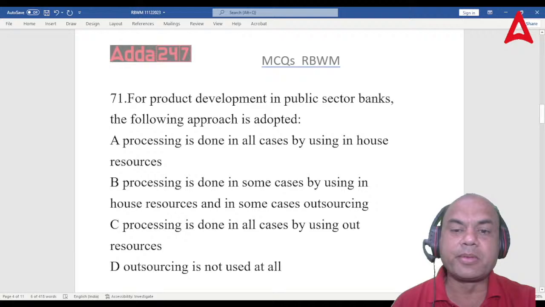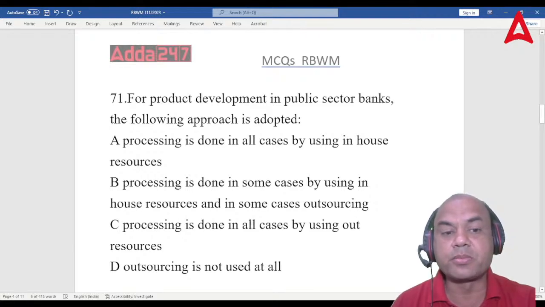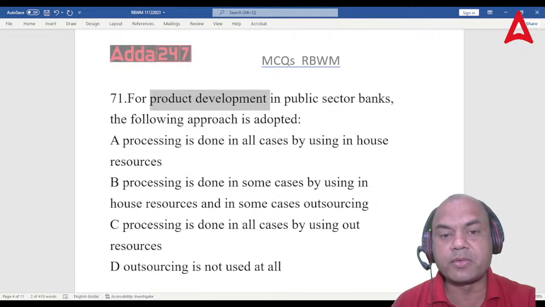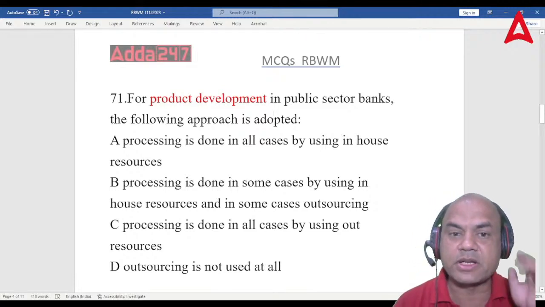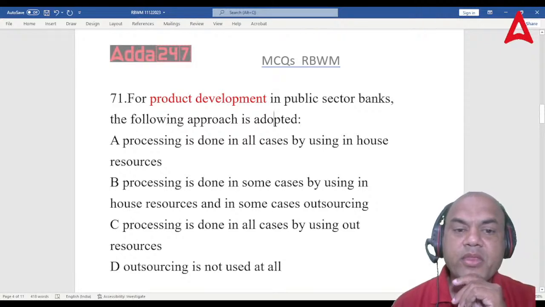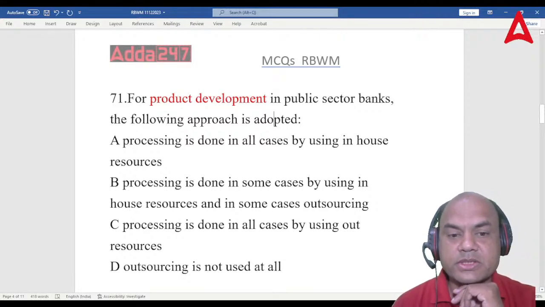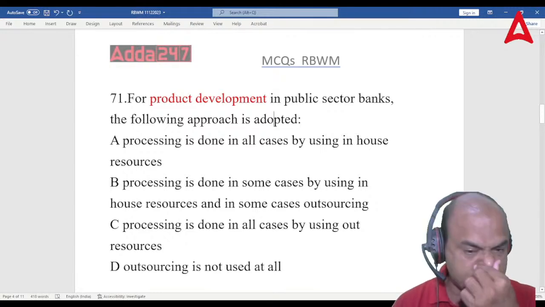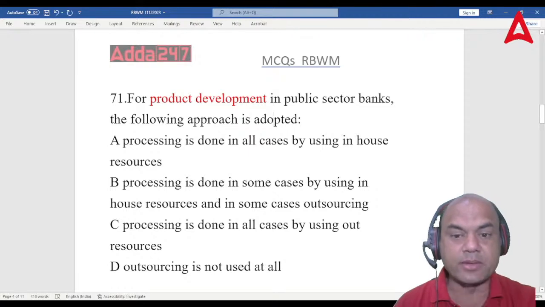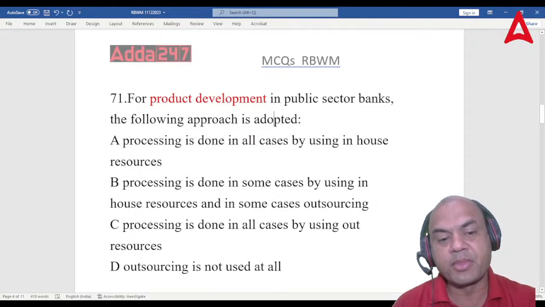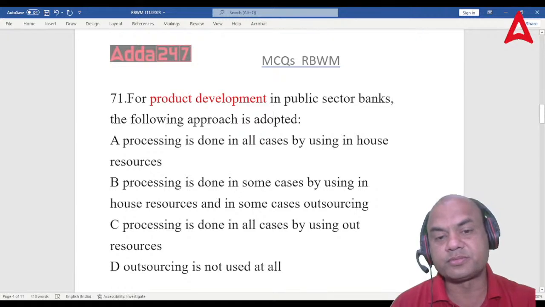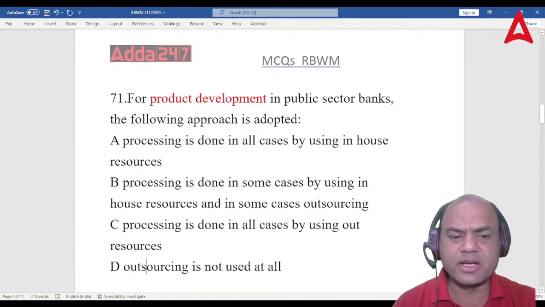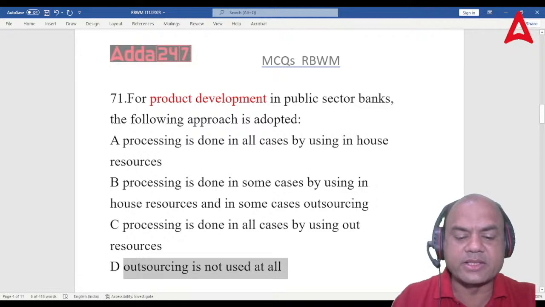For product development in public sector banks, the following approach is adopted. So, product development, focus on this word, for developing a new product in PSBs. Now they have specifically asked about PSB, public sector bank. So, for PSB, what is the approach to be adopted? A: Processing is done in all cases by using in-house resources. B: Processing is done in some cases by using in-house and some outsource. C: Complete outsource. And D: Outsourcing is not used at all. So A and D are similar answers, both give in-house resources. We'll change this because A and D seem to be same.